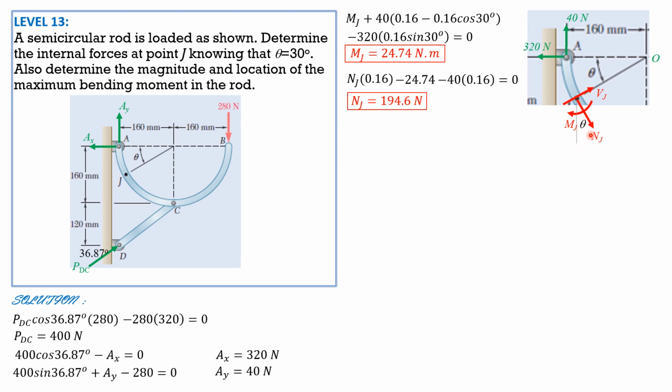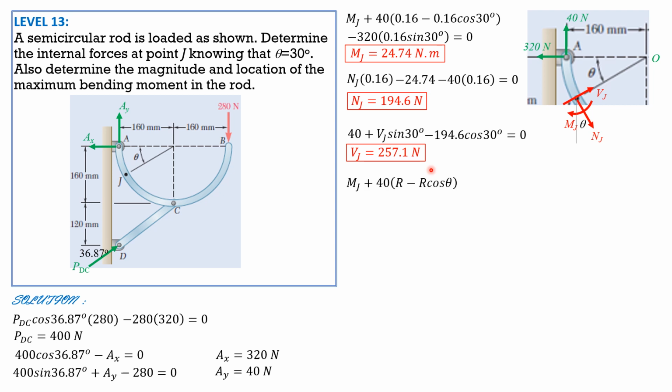Then we may now sum up forces vertical equals 0. So remember, this is theta also. Then the Vj makes an angle of theta with horizontal, just like that. So summation of forces vertical: 40 plus Vj sine of 30, the vertical component of Vj, then minus Nj cosine of 30, minus 194.6 cosine of 30 degrees equals 0. So Vj equals 257.1 newtons. There is still one static equation that is not used, summation of forces x. We can use that for checking.